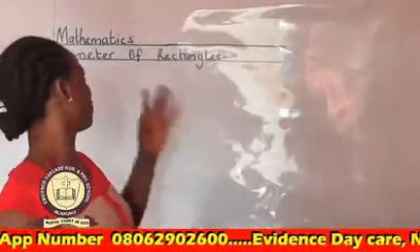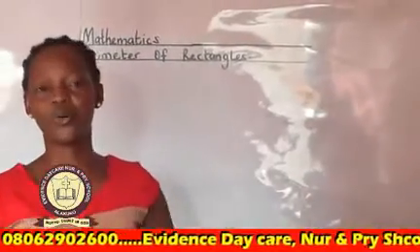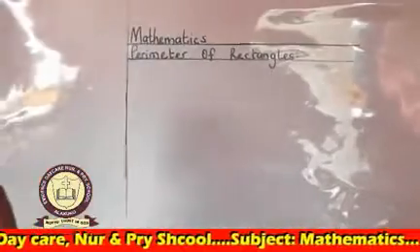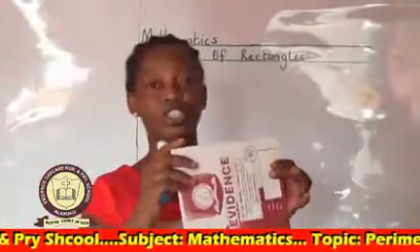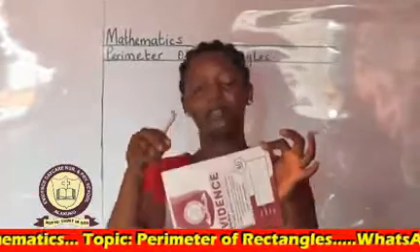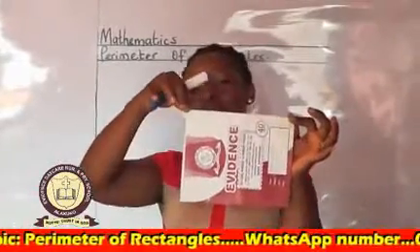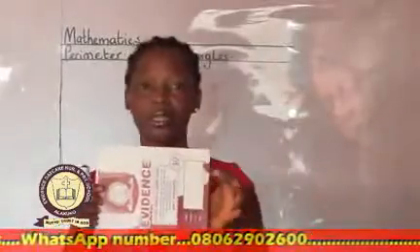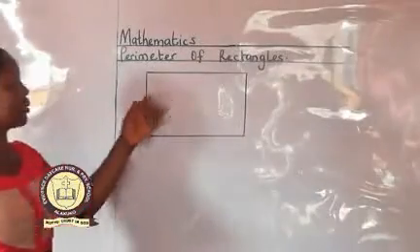I welcome you to mathematics class. Today we have perimeter. Now, what is perimeter? Perimeter is the total length of the outside edge of a shape. Look at this book I'm holding. The total length of it is the perimeter. For example, we have this shape.